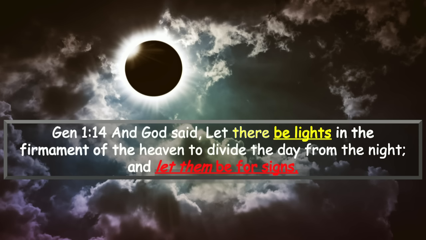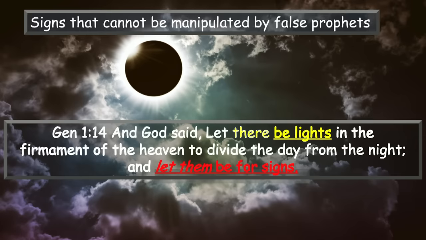because God himself said in Genesis 1:14, let there be lights in the firmament of the heaven to divide the day from the night, and let them be for what? Signs. That's the number one reason for signs. But if you don't know how to read the sign, what good does it do? That's why you have to know the times and the seasons. These are signs that cannot be manipulated by false prophets. That's why God uses these kinds of signs.